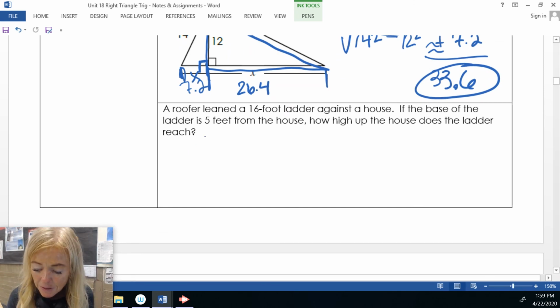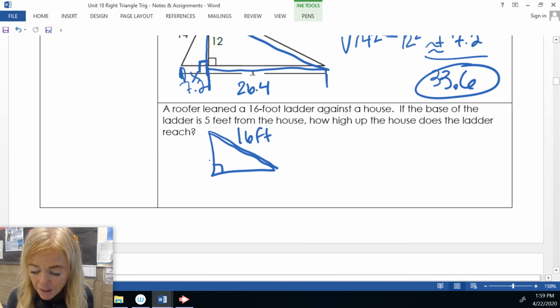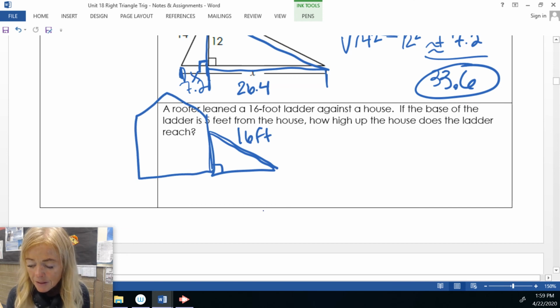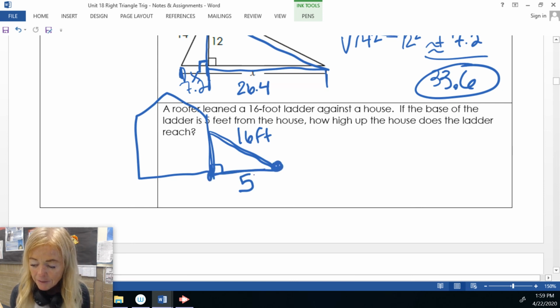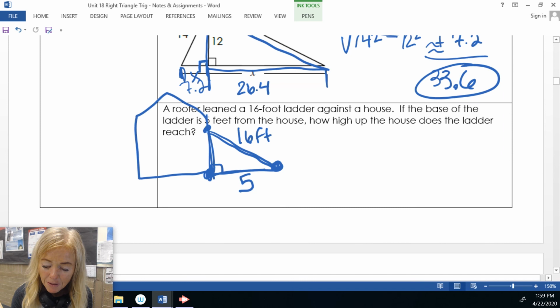All right, so a roofer leaned a 16-foot ladder. So here's my ladder, and it's 16 feet. Against a house. So here's my house. Okay, the 16-foot ladder is against the house. If the base of the ladder is 5 feet from the house, so that means here's the house, here's the base of the ladder, that's 5 feet. How high up the house does the ladder reach? So that's from the bottom here to this point right here, and that's what we're looking for.